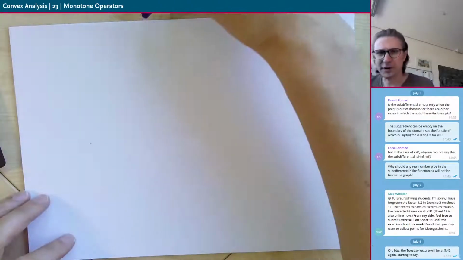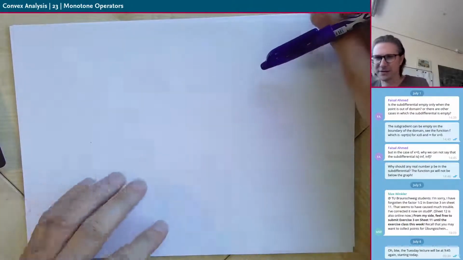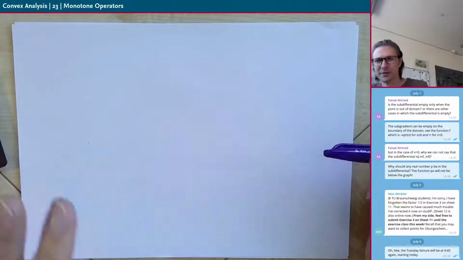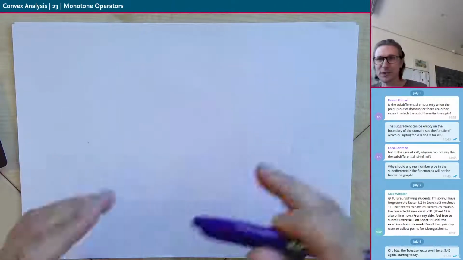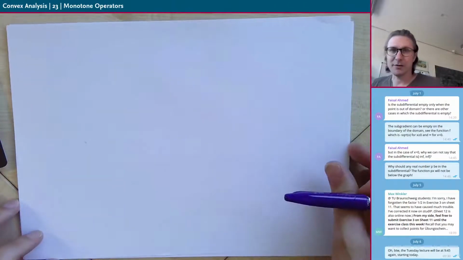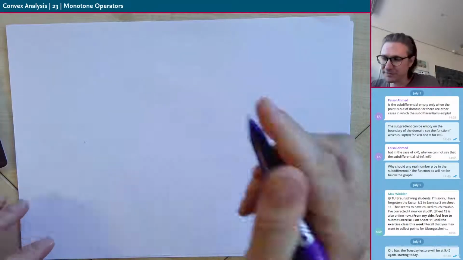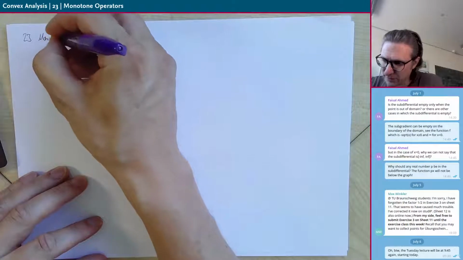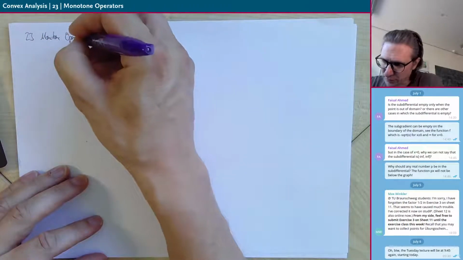I'm not going to tell you what a monotone operator is in a nutshell yet and why it's interesting. I think we just go forward. I'm going to define this stuff, and then later on we'll see why monotone operators are a great tool when it comes to convex optimization. So the topic is monotone operators.